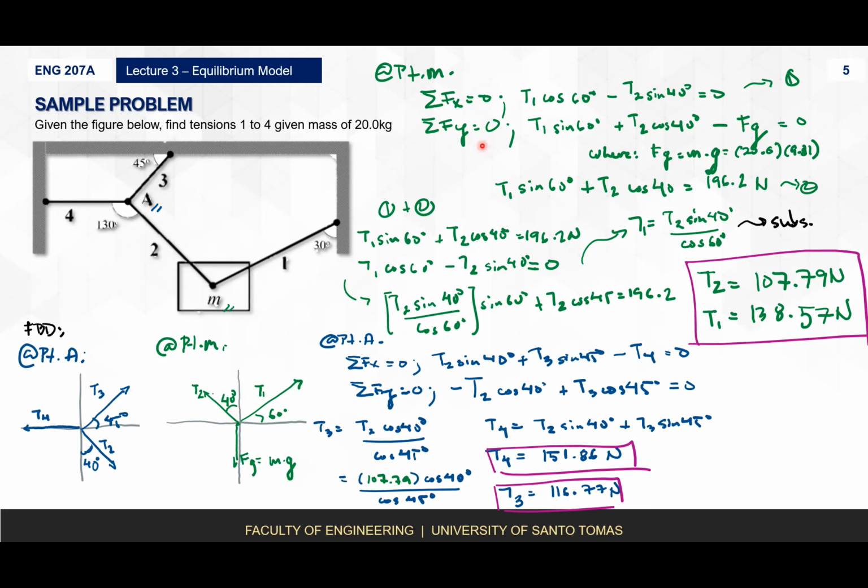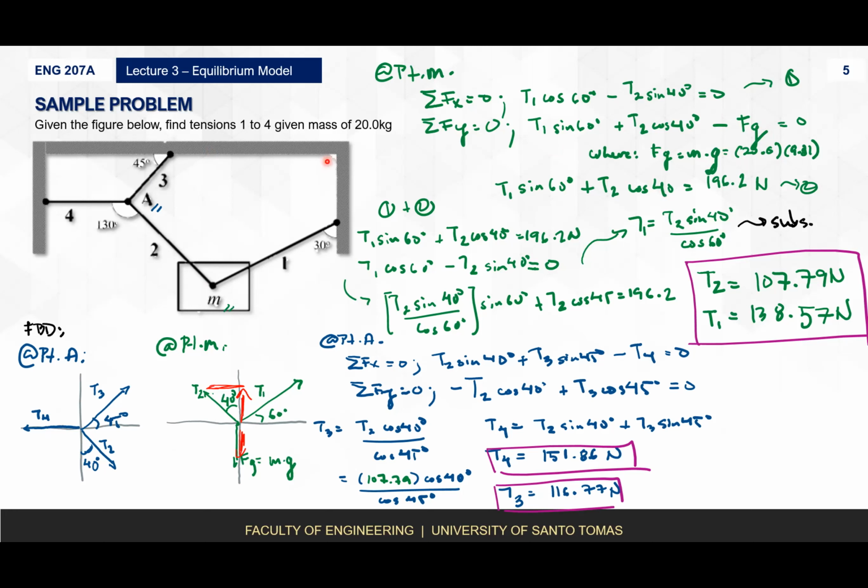Pag Y component naman, we have yung positive T1 sine 60. You add up yung T2 cosine 40 since we're talking of this. Wait lang. Cannot have yung pen at the same time, eh. So follow lang yung basic rules pa rin naman, it would still arrive with the same answer. And then you have a negative FG because it's pointing downward, so it's opposite, eh. So you have this. The good thing about this is that you know FG already.